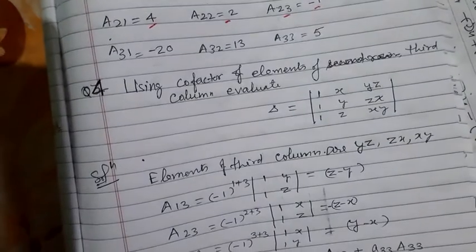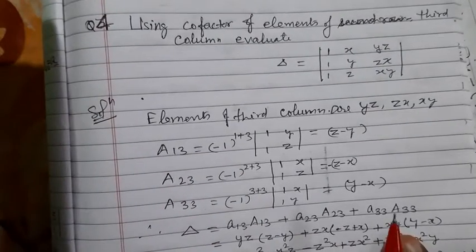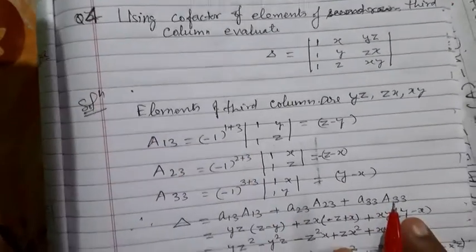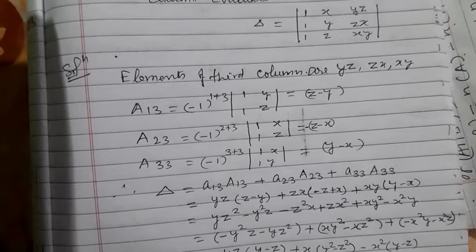कोफैक्टर में हम साइन का केयर करेंगे और माइनर में हम साइन का केयर नहीं करेंगे. वहाँ पे डायरेक्ट हम पहले माइनर बनाएंगे और माइनर में फिर क्रॉस मल्टीप्लाई. अगर थर्ड ऑर्डर का है तो जो माइनर बनेगा वो 2 क्रॉस 2 का बनेगा और उसमें फिर क्रॉस मल्टीप्लाई कर लेंगे.